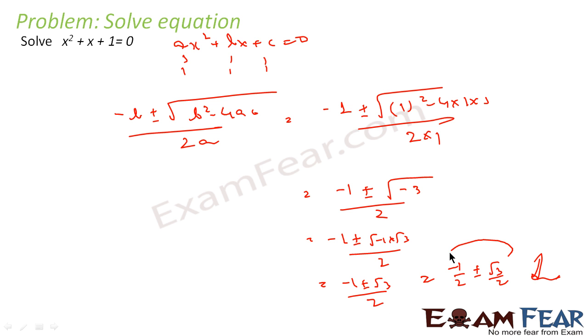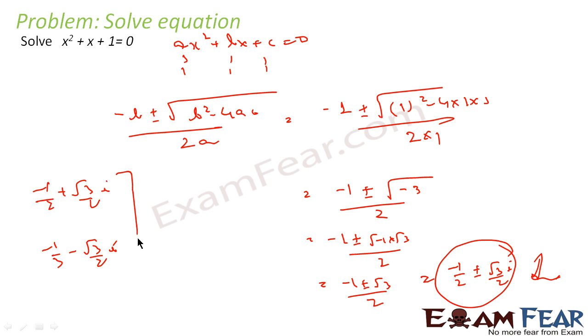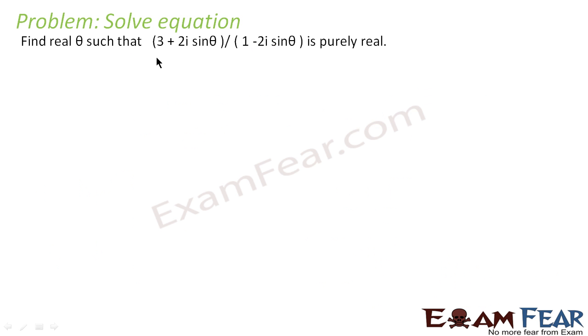So there are actually two complex numbers. If you take this here, the two complex numbers are minus 1 by 2 plus root 3 by 2 i, or minus 1 by 2 minus root 3 by 2 i. These are the answers for the equation, because root of minus 1 is i. Let's solve one more problem.